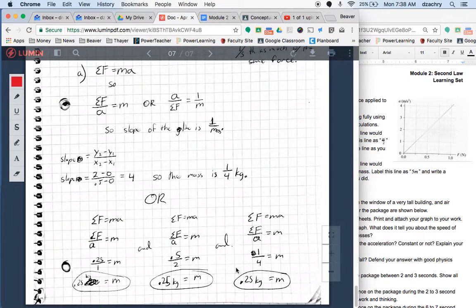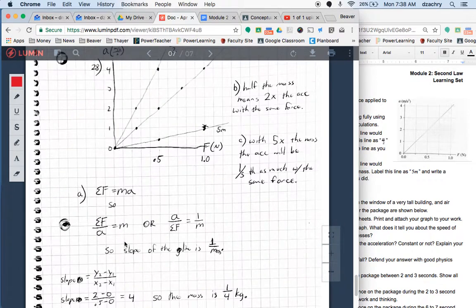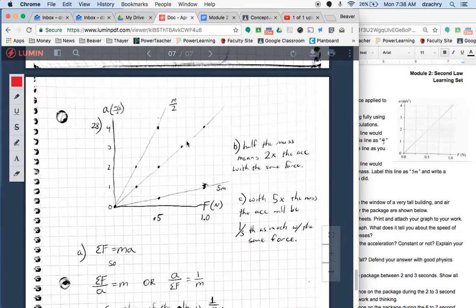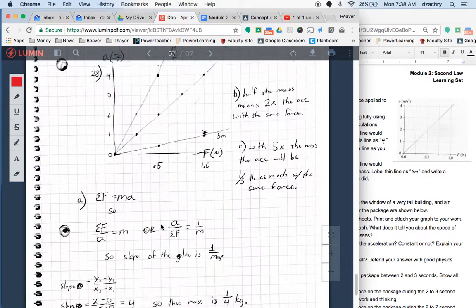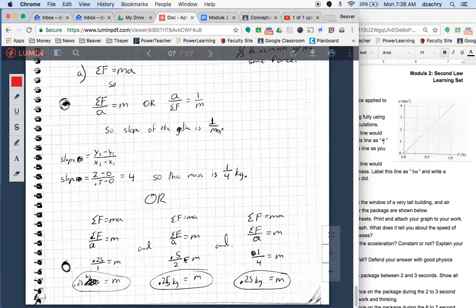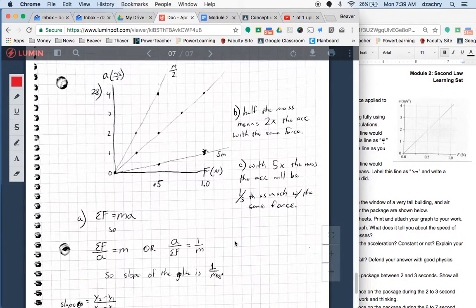Another way you could have solved this was to say, well, let me look at some data and put in data that I know. One of the points that I know is 0.25 newtons of force gives me an acceleration of 1 meter per second every second. And so the mass to do that must be 0.25 kilograms. Now you can't do just one point. You need to see what the overall pattern is. And so I do another point, I get the same mass. I do another point, and I get the same mass of 0.25 kilograms.